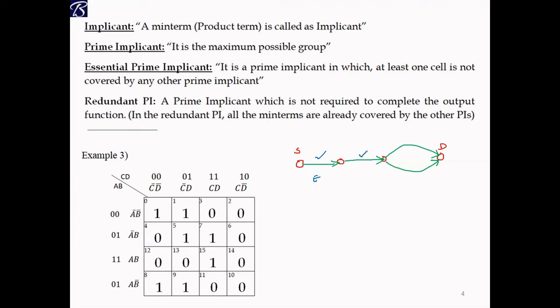This route also I compulsorily need to take, no other option. So this is also essential. But among these two routes, there are two options. Those are not essential. Routes are there, no problem, but they are not essential prime implicants. I can take either choice. I can go this way or this way. These two are non-essential prime implicants.